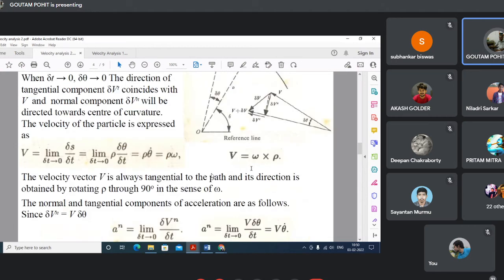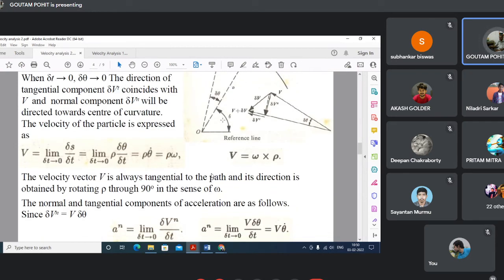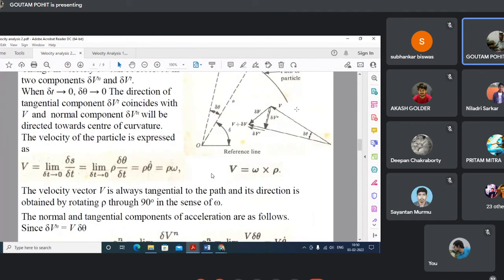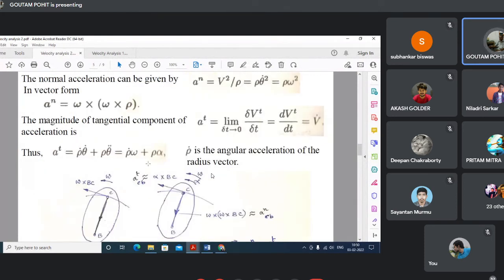Now if it is a circular motion, the rho is constant. In that case, this portion will be 0. But it might happen that it is not moving in a circular motion. It is extending slowly, this radius vector is changing. Then the tangential component has two components basically, rho dot omega plus rho alpha.